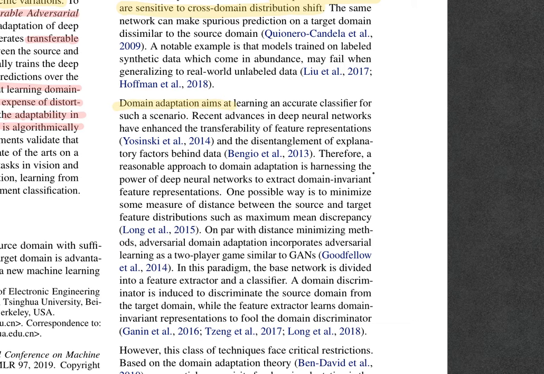Domain adaptation aims at learning an accurate classifier for such a scenario. What is that scenario? The scenario is that models are trained on labeled synthetic data, and they are being used on real-world data. As an example of domain adaptation, you have a labeled source domain, and then you have a target domain. Working with synthetic data is an example of that. So domain adaptation aims at learning an accurate classifier for such scenarios.